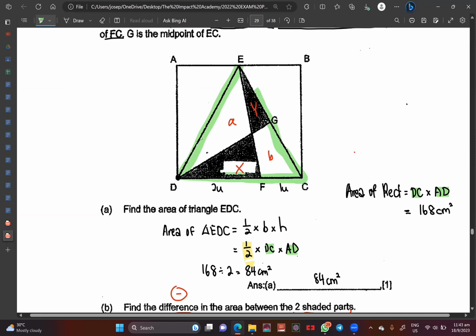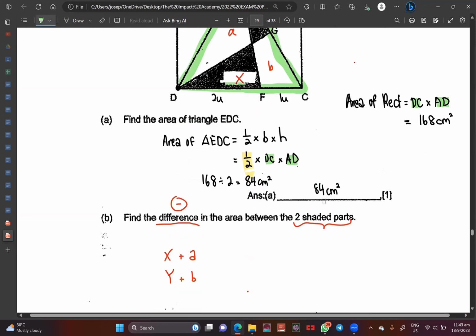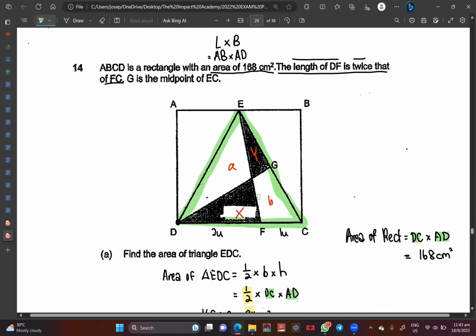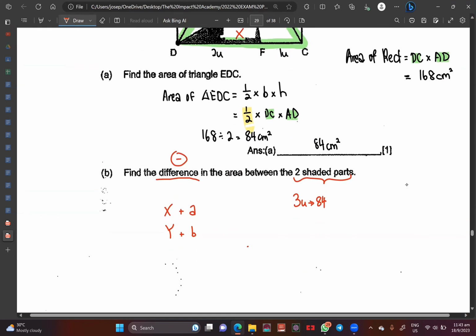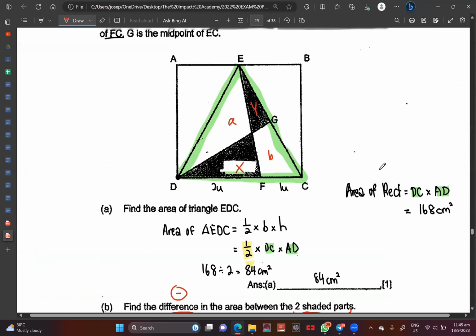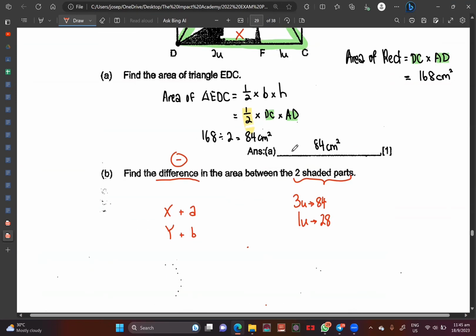Now, when I look at this triangle, we know that the area of this triangle is 84, as found in part A. And we can say that 84 is actually 3 units. So what we want to do is quickly find 1 unit first. So 1 unit is basically just 84 divided by 3, and we get 28. So when we look at X plus A, we know X plus A is 2 units.